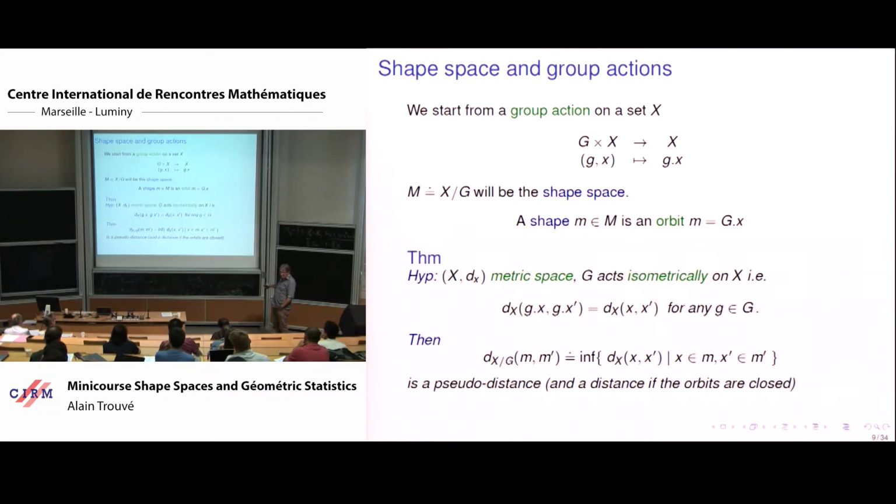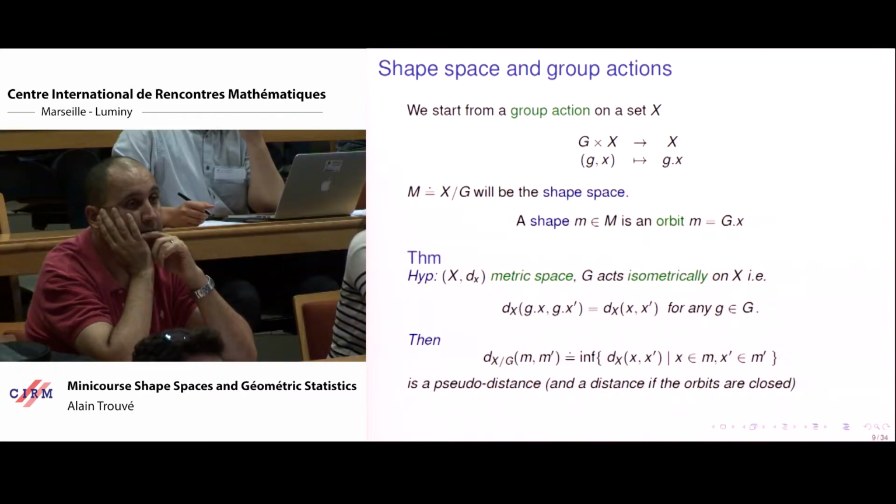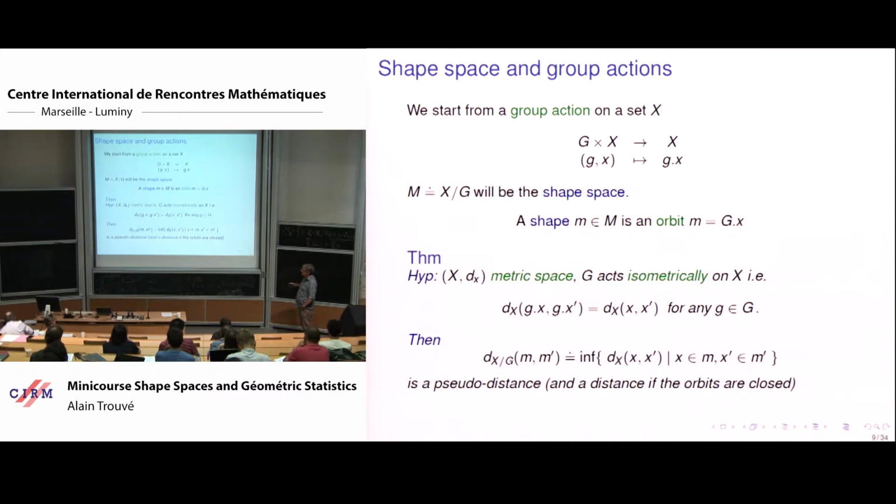Okay, if you have that, then you can compute a new distance, which is a quotient distance. This is an equivalence class, this is an orbit, so you compute the distance between the two orbits by minimizing the distance between X and X prime, for X in M and X prime in M prime. That satisfies the triangle inequality, the symmetry, obviously, and this is a pseudo distance, and it is a distance if the orbits are closed, so if the action is continuous. So you need very few things to have this kind of construction.